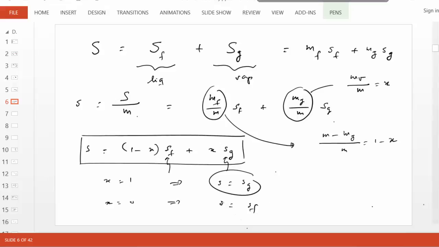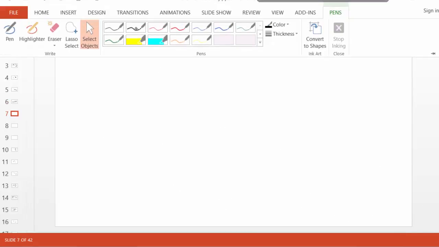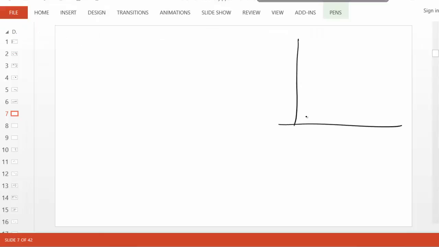Even though we have done that for just s, the same logic applies for all other properties. So what will be u? u will be 1 minus x times uf plus x times ug. What will be v? You got it. So it's the same format that applies everywhere. Any property is a combination property here, and f and g properties can be obtained from the saturation table. We will do a number of examples later involving a mixture. So if the quality is supplied, it is really easy to figure out the state properties of a mixture.